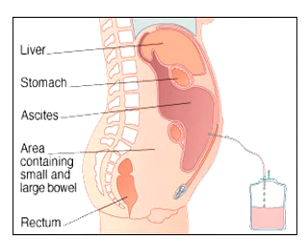Here's a procedure that can be done on somebody who has ascites. There is a bag with a catheter stuck into it. This is called a paracentesis. This is when fluid is drained from the abdominal cavity through a catheter.